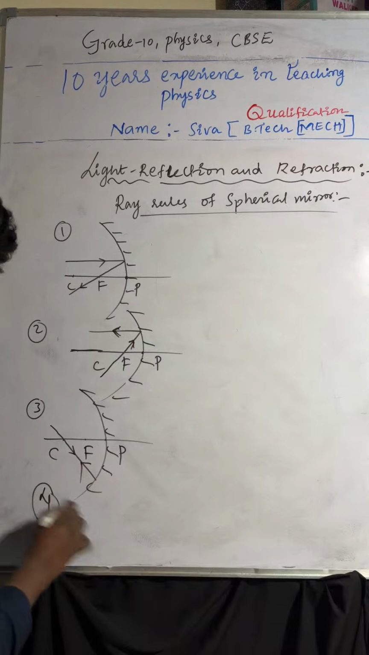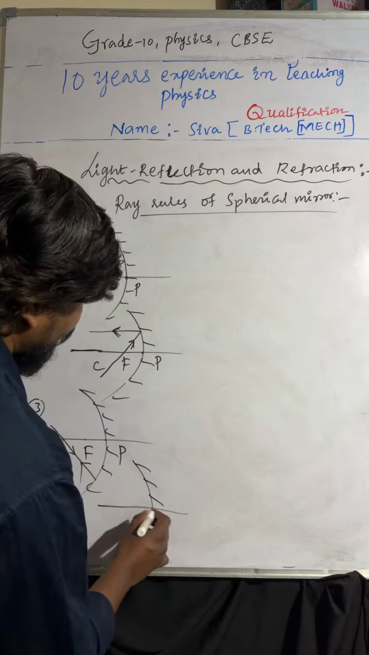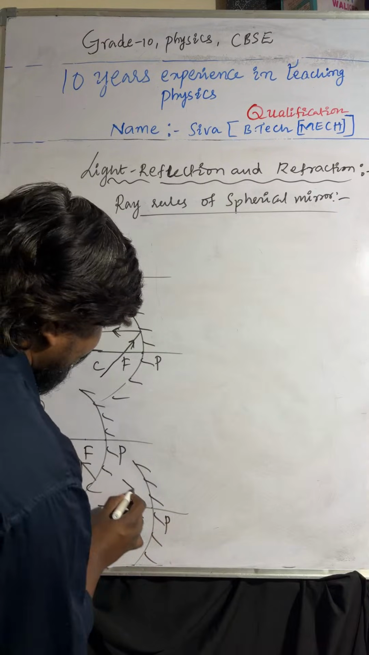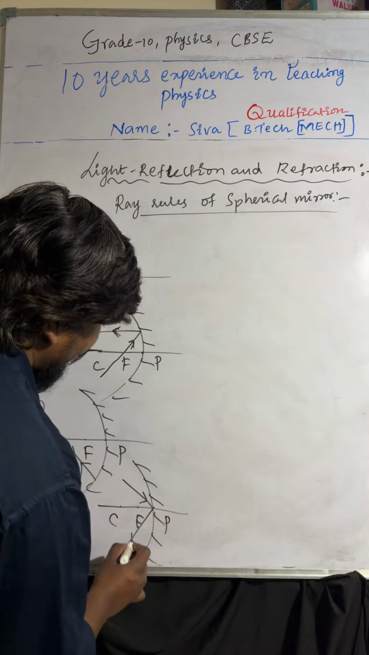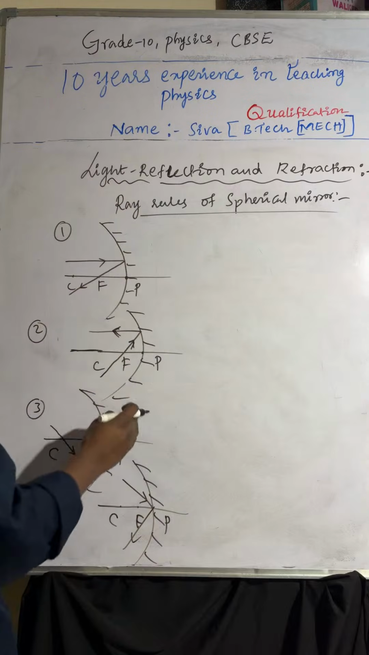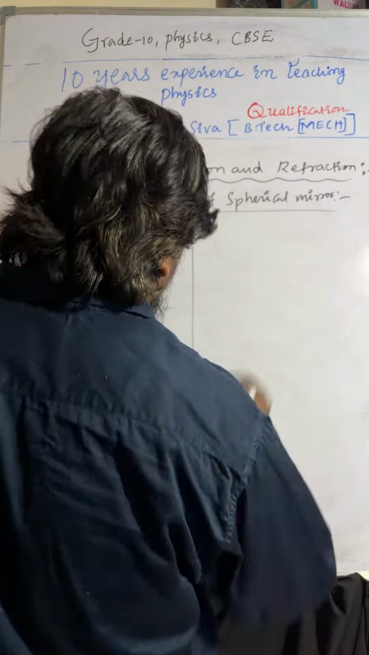Coming to the fourth one. Here is the pole, focus, center of curvature. The light ray is incident at the pole, and it reflects back, like a reflection of light. So when a light ray is incident at the pole, it reflects back. So these are the 4 ray rules.